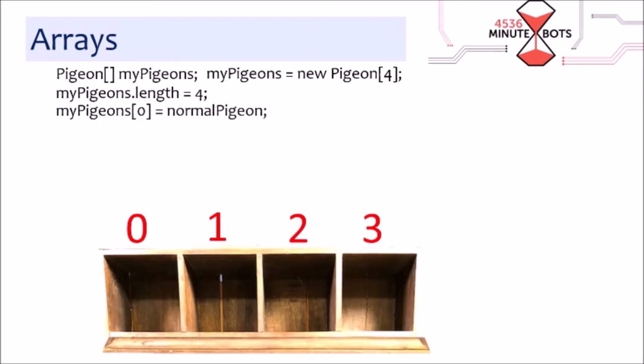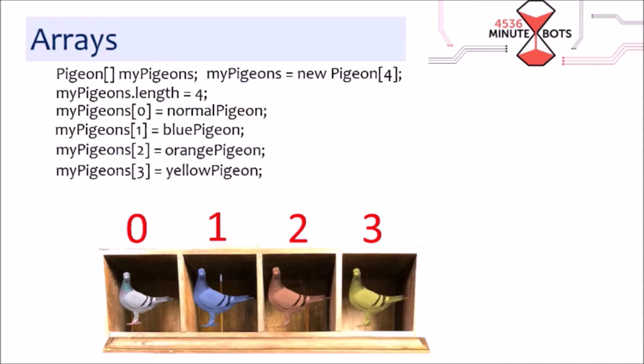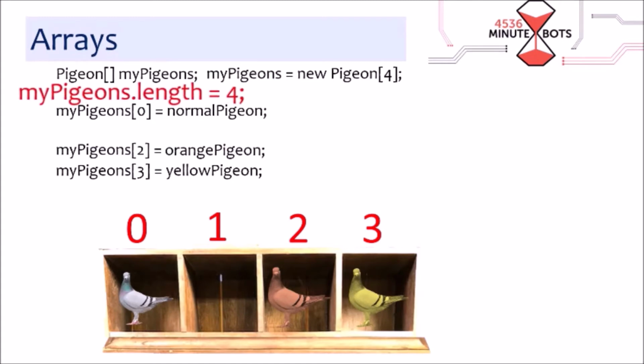Let's put a normal pigeon in slot 0, a blue pigeon in slot 1. In slot 2, we're going to put an orange pigeon and a yellow pigeon in slot 3. Now we have 4 pigeons in our array. It is full of pigeons. But we don't have to put them in that order. For example, what if we opted not to put a pigeon in slot 1? We could put a pigeon in 0, 2, and 3, and that would be fine.